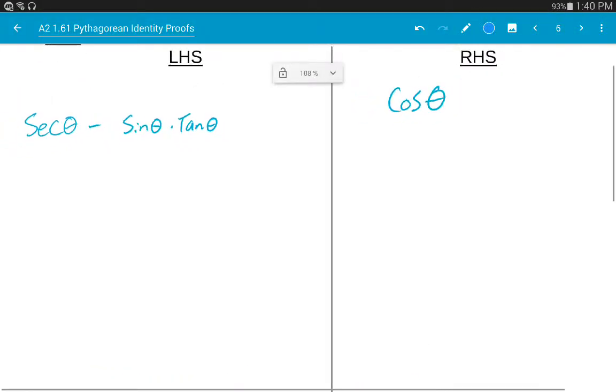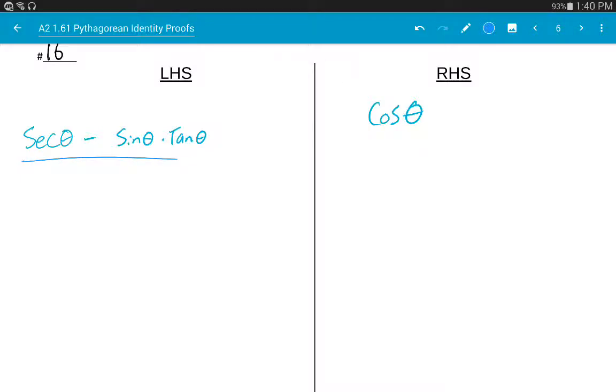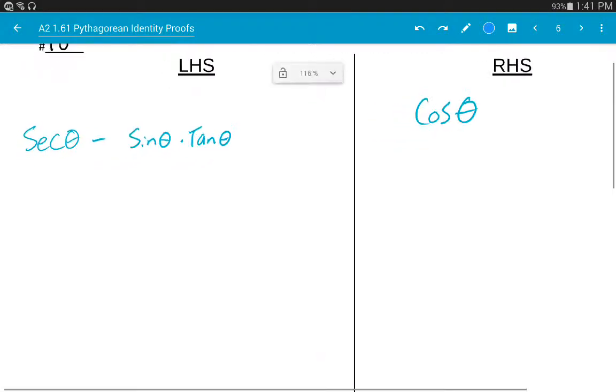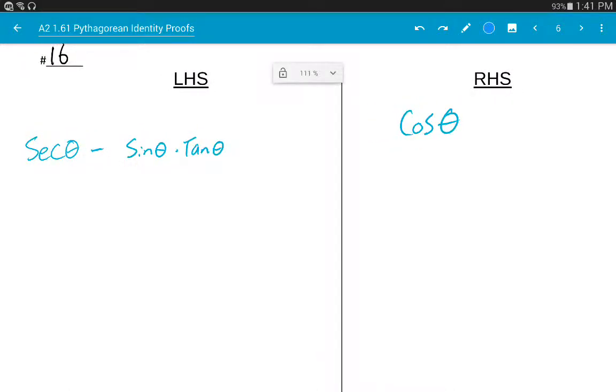Now, for question 16, they wanted me to prove that this is equal to this. On the left-hand side, I have a bunch of trig functions here, and I'd really like it if I could break them all down into sine and cosine. So I'm going to take secant. Secant is equal to 1 over cosine. Minus sine, which if I want to make it into a fraction, just becomes sine over 1, times tangent, which is sine theta over cos theta.